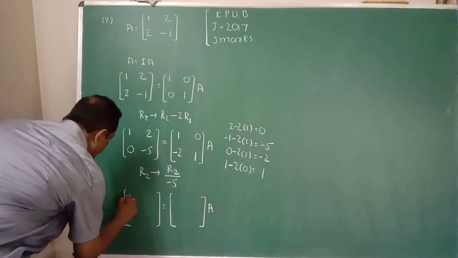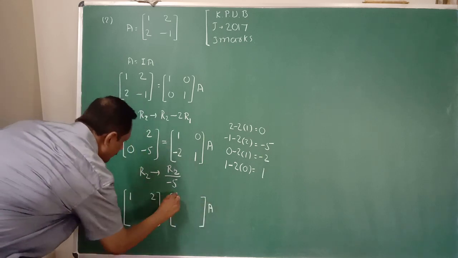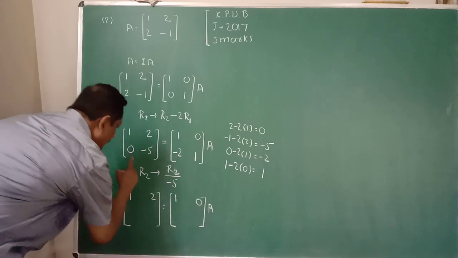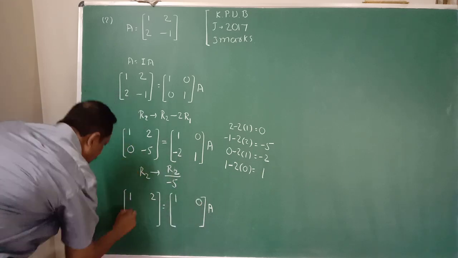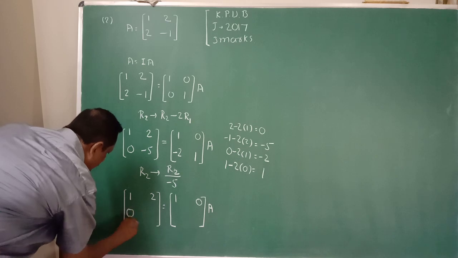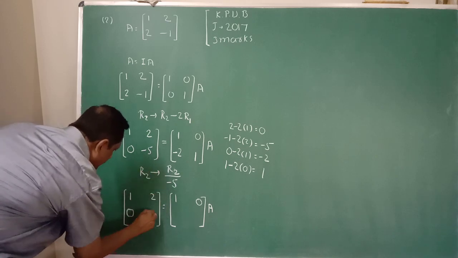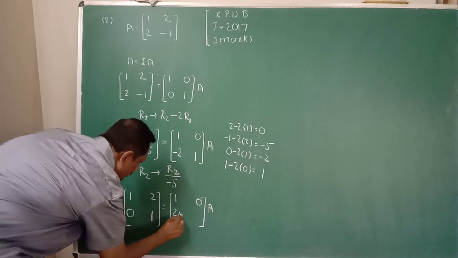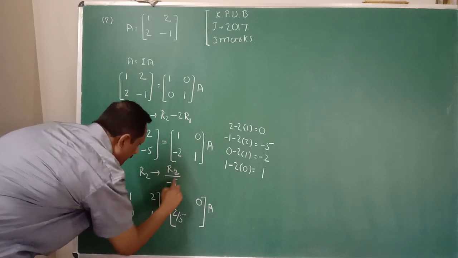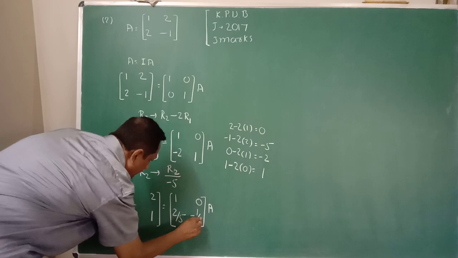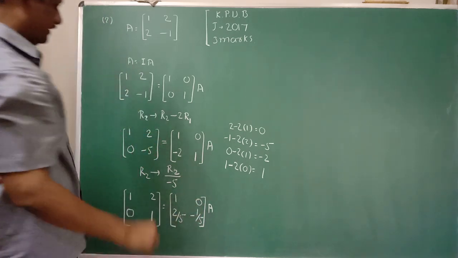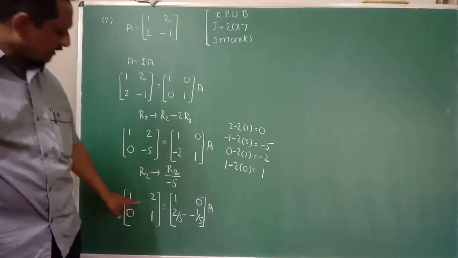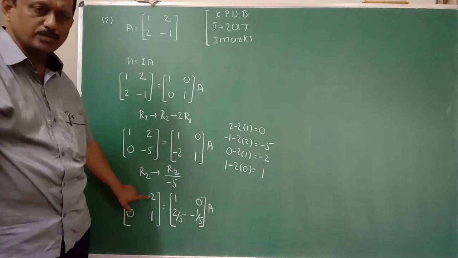So 1, 2 and 1, 0 here. Dividing by minus 5, this is a 0. Minus 5 upon minus 5 becomes 1. Minus 2 upon minus 5 is 2 divided by 5. 1 upon minus 5 is minus 1 divided by 5.